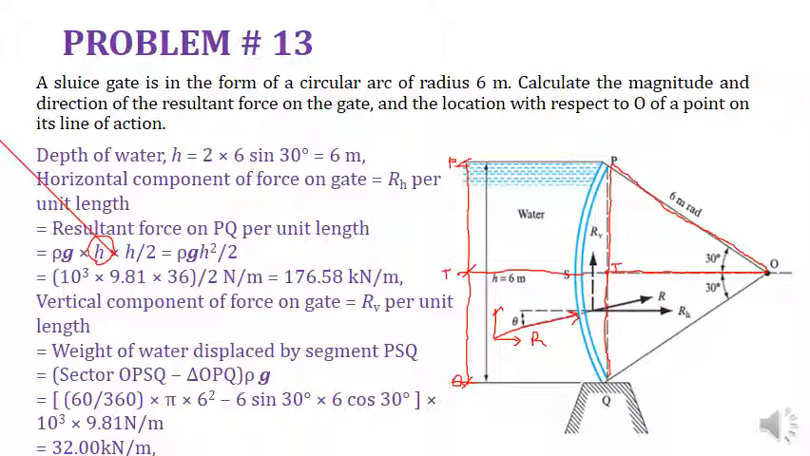On the other side, if the vertical component of the force on the gate, RV, per unit length, very important, per unit length, needs to be determined, then the weight of the water displaced by the segment PSQ will be responsible for producing the vertical component of the force. Okay, so here if you see, this is P, this is S, and this is Q.